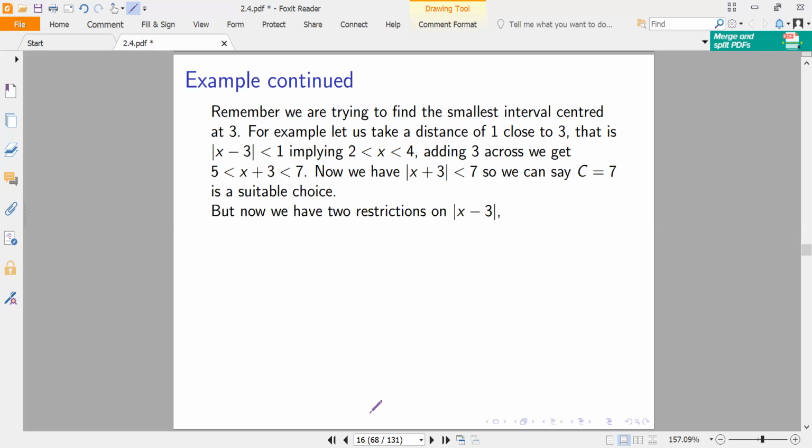So in other words, we have two restrictions on x minus 3. The absolute value of x minus 3 is less than 1, like we did here, for us to have this x being between 2 and 4. And again, the absolute value of x minus 3 is less than epsilon over c, which is epsilon over 7.